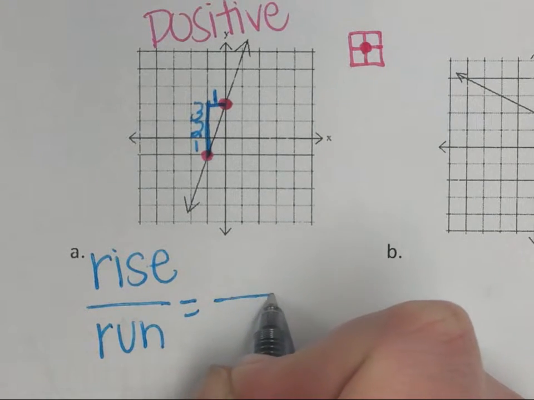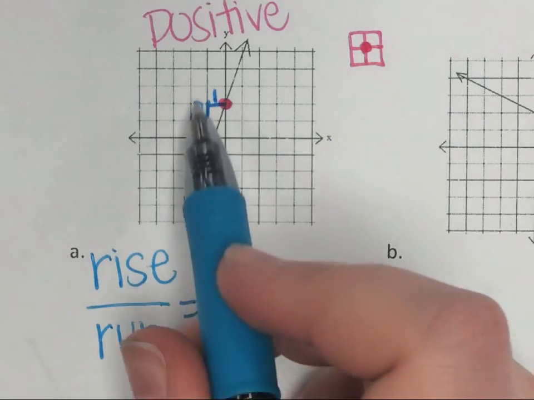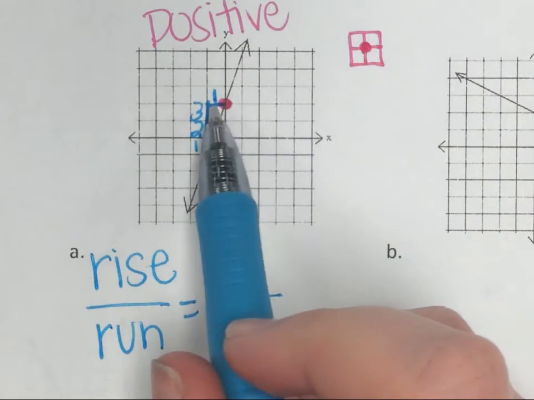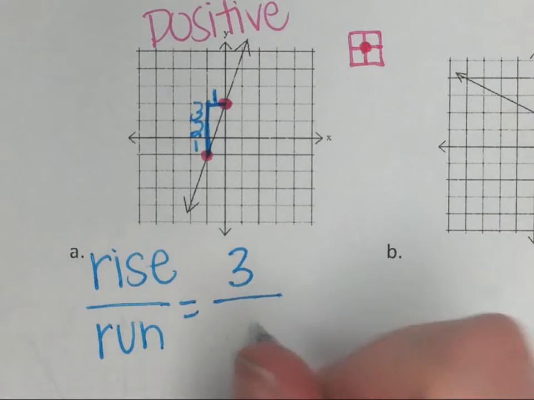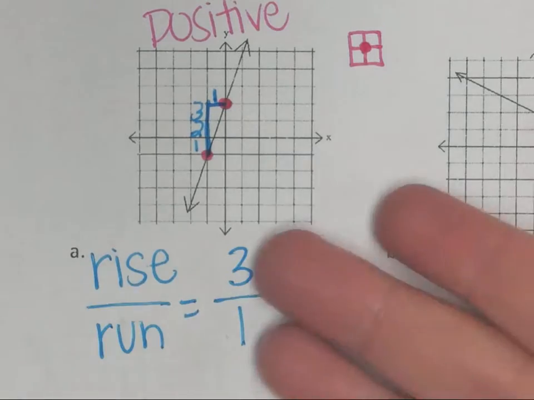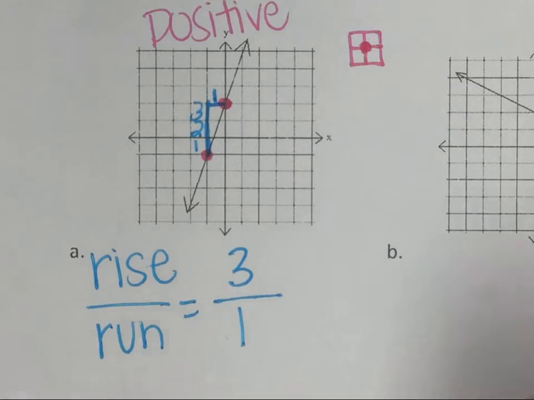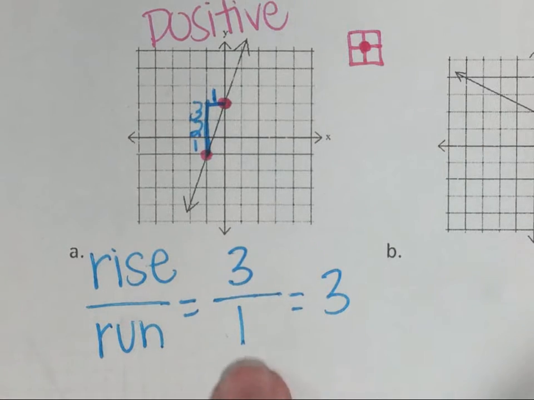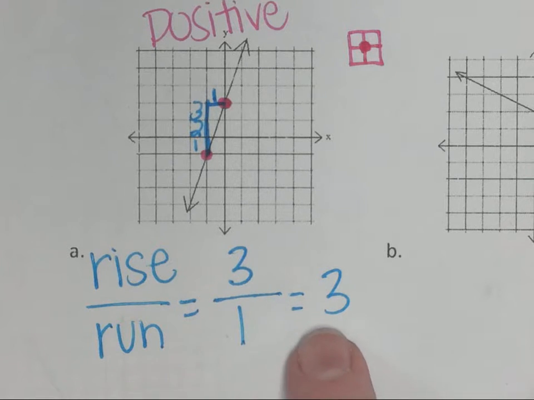So which of these numbers is the up and down number? The 3. So the 3 goes on top. And then the side to side, the run is 1, so 1 goes on the bottom. That's it. And we talked about how this is a positive slope. 3 over 1 is positive. If you want to simplify this, this can be rewritten as what? 3. But I will take either one of these. They're the same thing. This is simplified as a fraction. This is just simplified to a whole number. Either way, I'm fine.